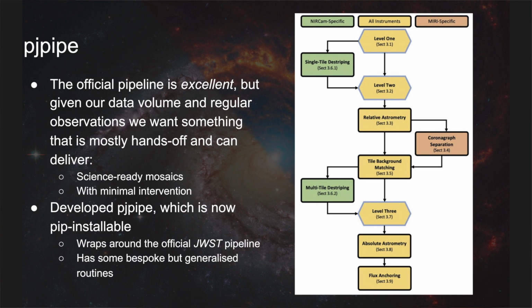So here is a flowchart showing how we use them in our data processing, and the blue outlined hexagons show the steps that are part of the official JWST pipeline. PJPipe can now be installed via pip, and we provide documentation to help users run it on their own data.